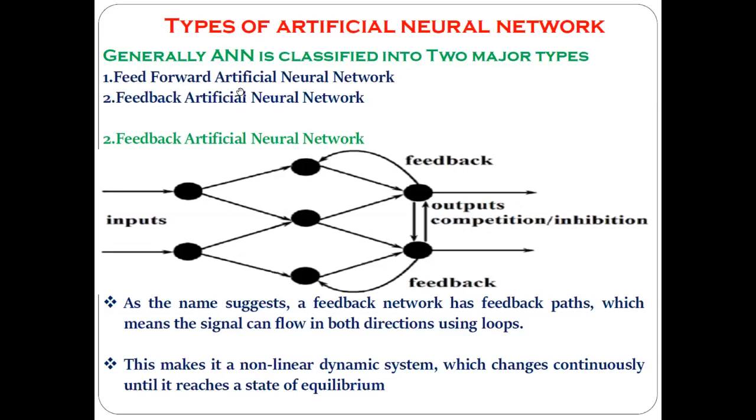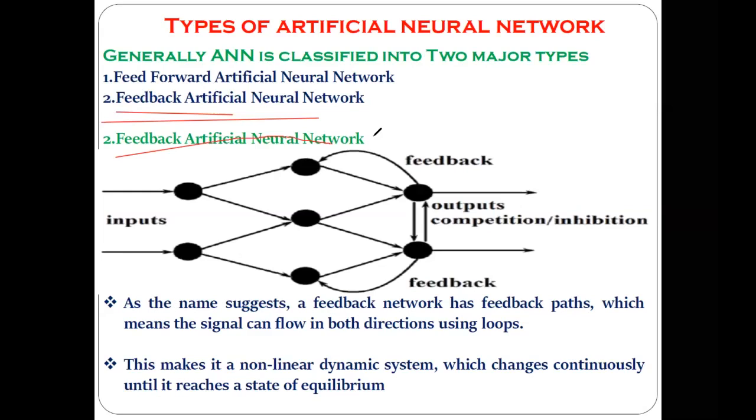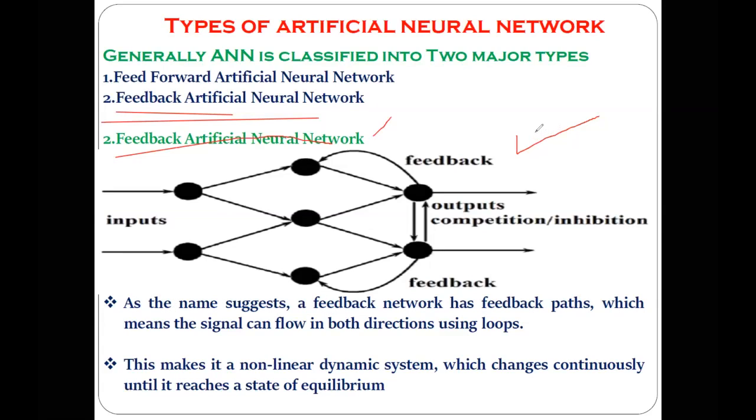Now today we are going to discuss the next type, that is the feedback ANN. You can see this is our next type, the feedback artificial neural network. From this architecture figure, you can easily understand how it compares with our previous type, the feed-forward artificial neural network.